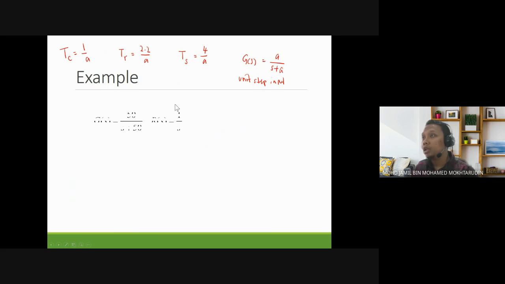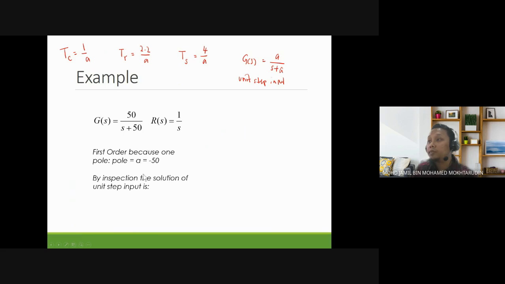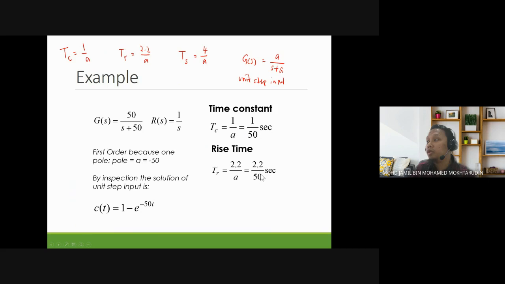Okay, so let's look at an example. Let's say you have G(s) equals 50 divided by s plus 50. R(s) is a unit step input. First you find the poles. So the pole is a equals minus 50. By inspection, the solution will be c(t) equals 1 minus e to the power of negative 50t. So the time constant is Tc equals 1 over 50 second. The rise time is 2.2 over 50 second. And settling time is 4 over 50 second. So you just substitute into the formula given.